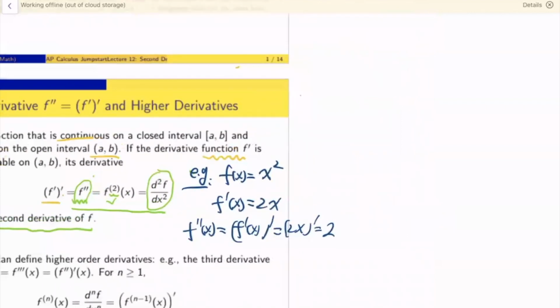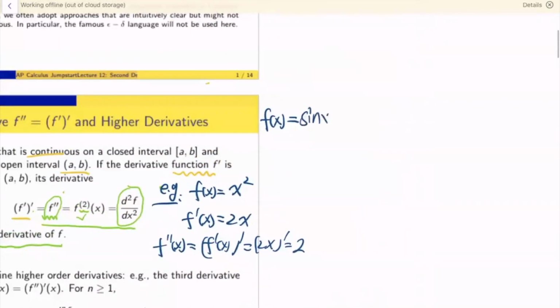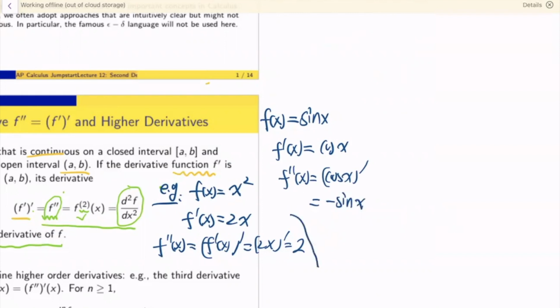Let's look at another example. If I have f(x) = sine x, then the first derivative we know is cosine x. Then what's the second derivative? I take the derivative again, the derivative of the first derivative, so we just get negative sine x. So for sine x, the second derivative is the negative, the opposite, of the original function.